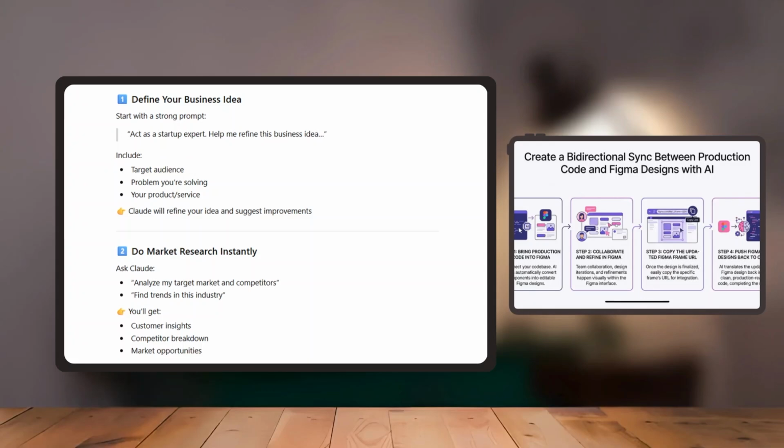Next, ask Claude to analyze your target market and competitors or find trends in your industry, and it will give you customer insights, a competitor breakdown, and highlight market opportunities that can help you position your business better.